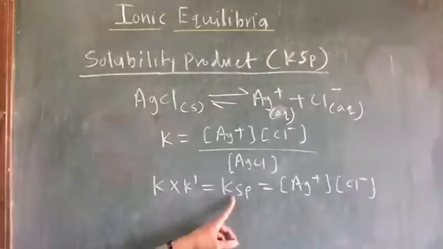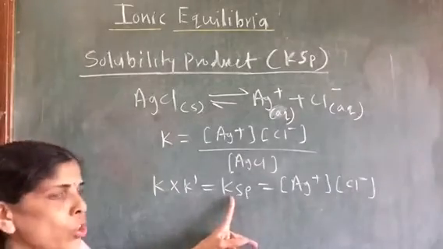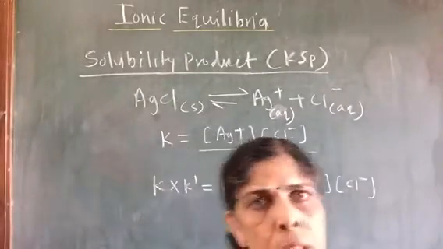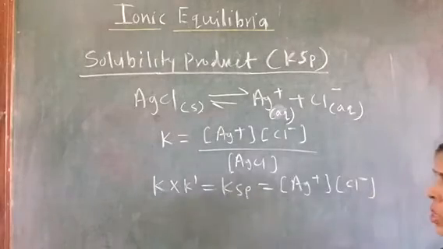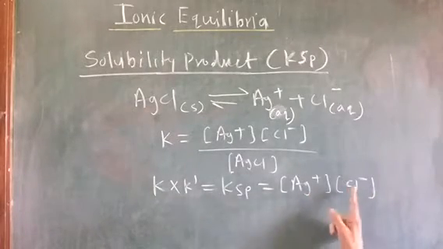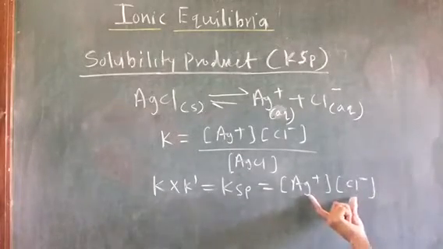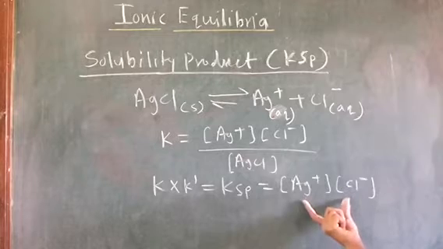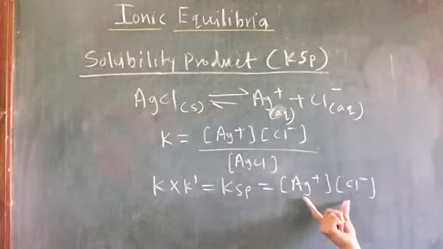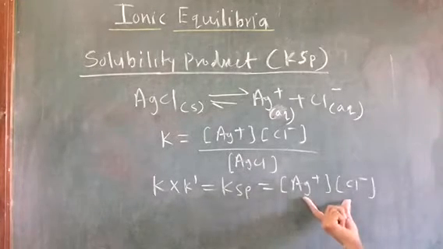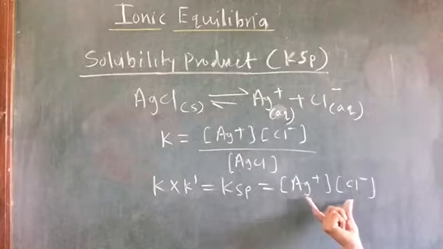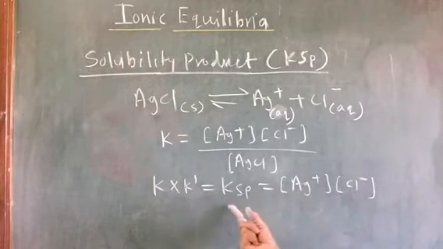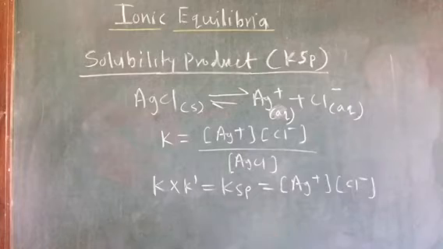So what is Ksp? In a saturated solution of a sparingly soluble salt, the product of molar concentration of ions is constant. The square brackets indicate molar concentration, moles per liter. That product is constant, and that constant is nothing but the solubility product.